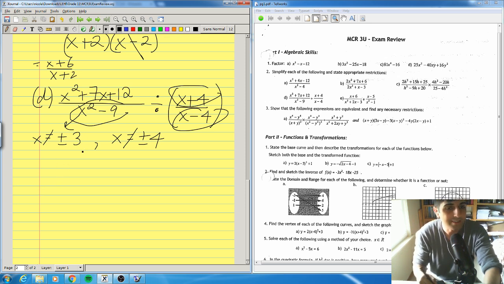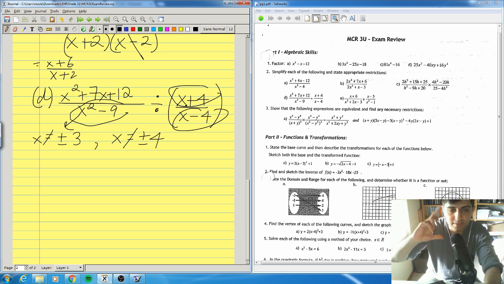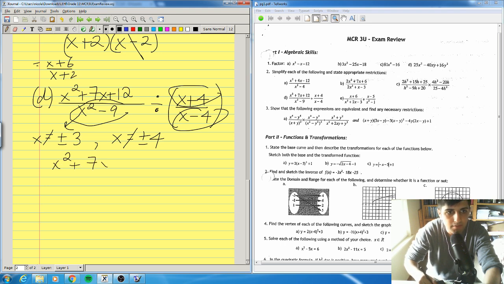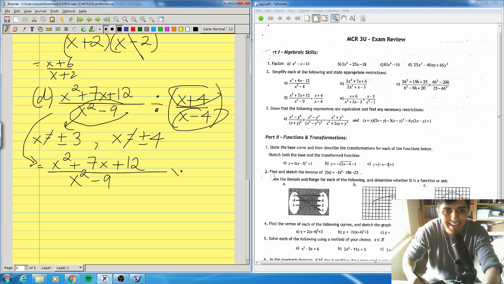But before you do that, when you divide by a fraction, you have to multiply by the reciprocal. What the reciprocal means is you flip. So here's what you do. This expression is equal to x squared plus 7x plus 12 over x squared minus 9, times, I'll just use a dot because the times multiplication symbol gets confusing since you're also using x. So I flip it, the reciprocal: x minus 4 over x plus 4.